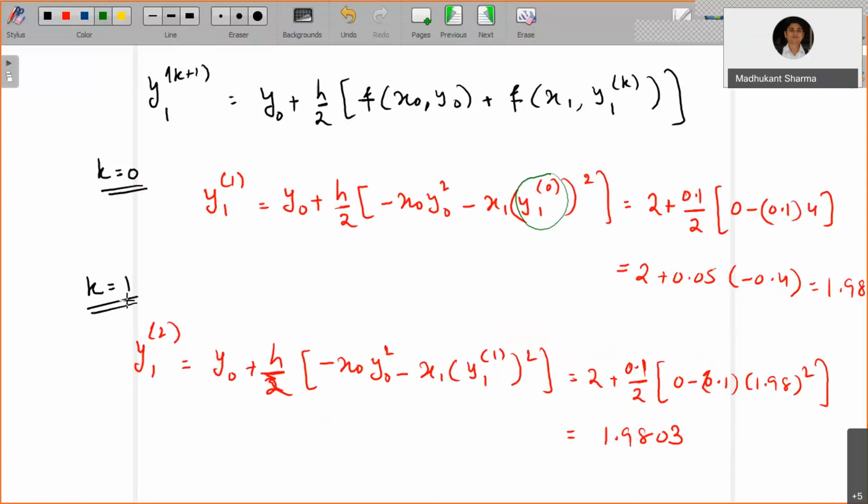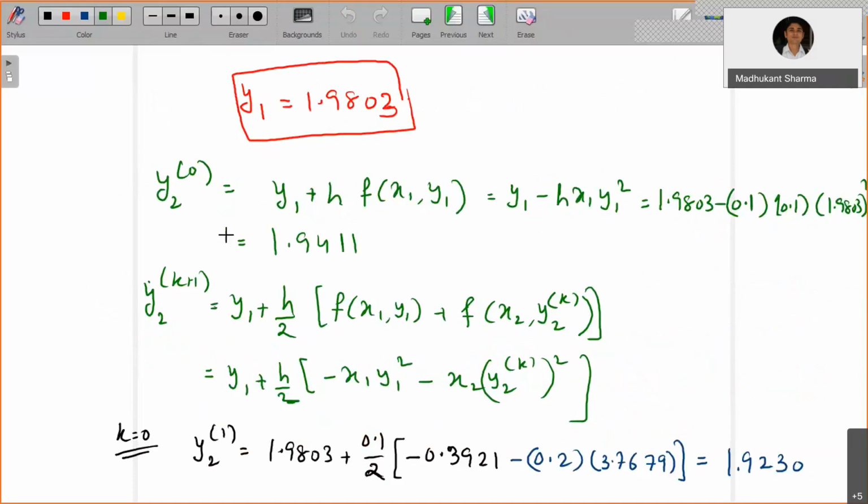Now for k equals 1, every term is the same, only the change is here. So that is going to be y1 at 1, which is going to be 1.98. So y1 at 0 was the previous one. Then you will see 1.9803, how close it is. So within 2 iterations we have arrived at this. Therefore we are going to call this the final value of y, 1.9803.